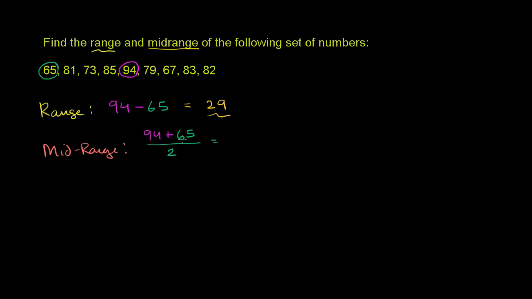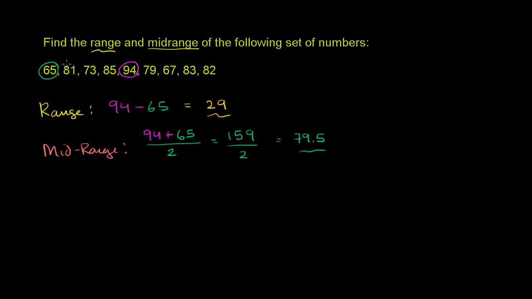90 plus 60 is 150. 150 plus 4 plus 5 is 159. 159 divided by 2 is equal to, 150 divided by 2 is 75. 9 divided by 2 is 4.5. So this would be 79.5.